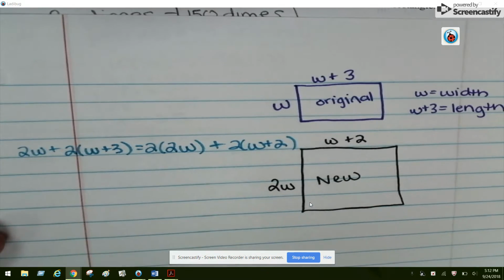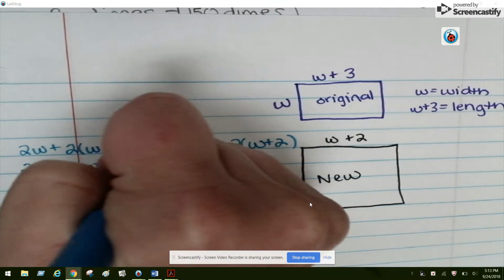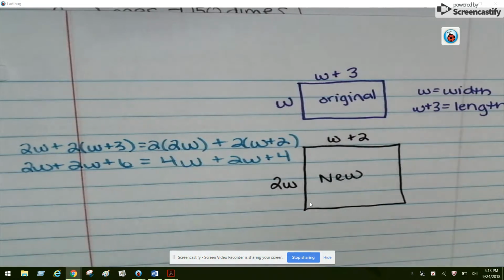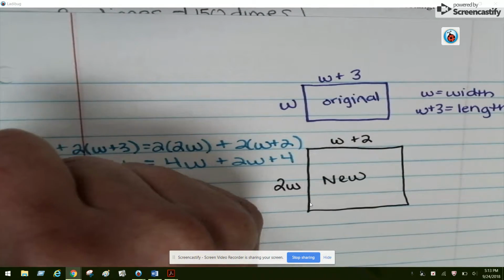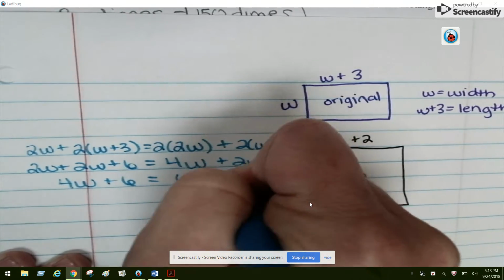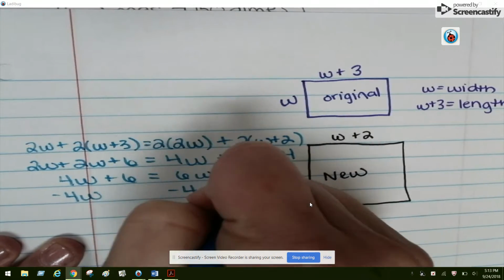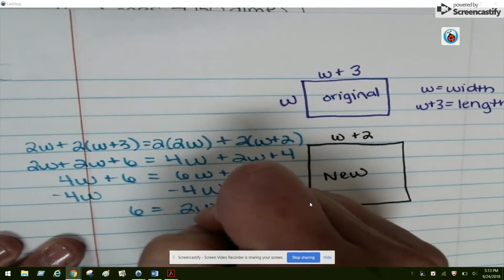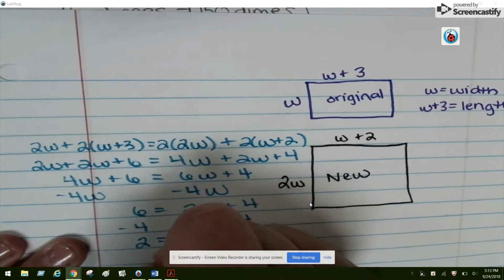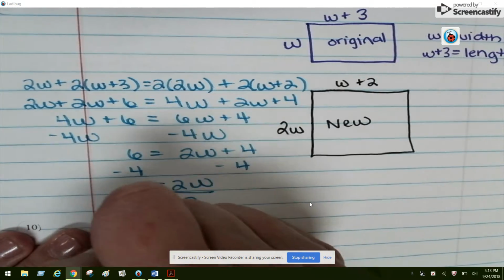Okay. From here, I'm going to distribute, so it'll look like so. Okay, and then I want to combine my like terms. So I get 4W plus 6 equals 6W plus 4. Subtract from here, and I'm going to get 6 equals 2W plus 4. Almost done here. We're going to get down to 2 equals 2W. And then from there, we'll obviously want to divide by 2, so 1 will equal W.